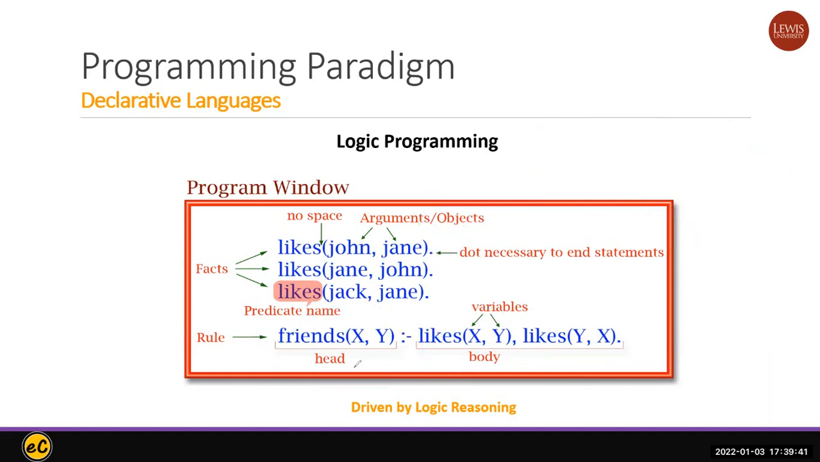On the other hand, if we explore the query of friendship between Jack and Jane, Jack likes Jane, but Jane doesn't like Jack. So there's no friendship between these two people. Programming in this way, we call it logic programming, and Prolog is such a language that supports this programming paradigm.